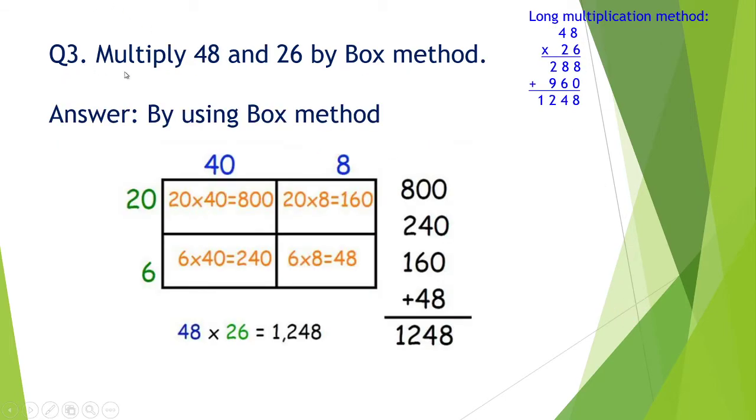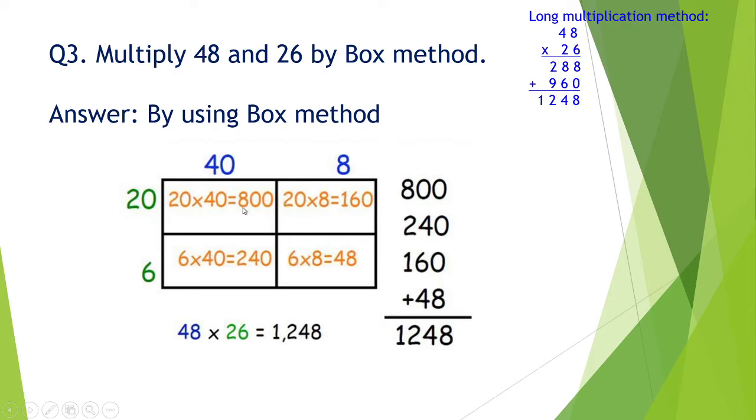Here your question is: multiply 48 and 26 by the box method. Your first step is to write 48 in expanded form, so here you have written 40 and 8. Second, you have to write 26 also in expanded form, so you have written 20 here and 6 here. You have arranged them in column manner, and after that you have to find the product.